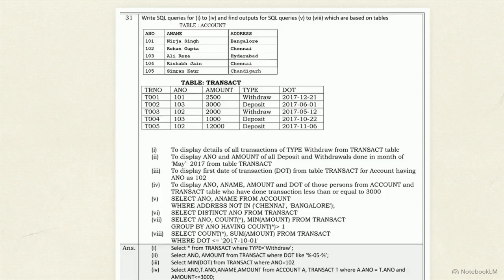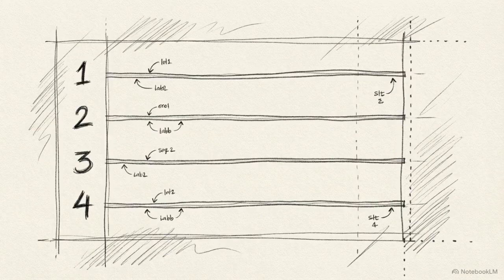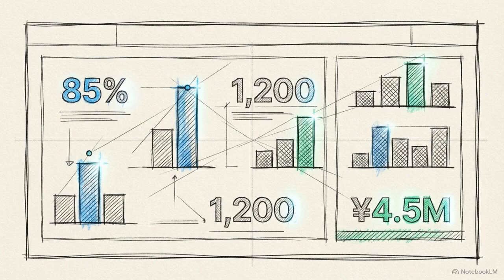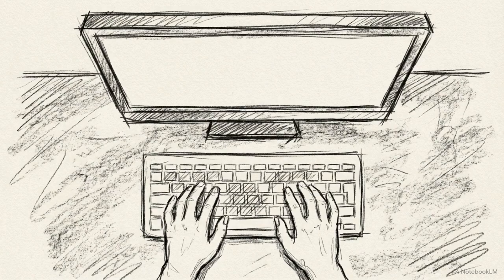These two tables are our starting point. The account table holds customer names and addresses, while the transact table tracks deposits, withdrawals, and dates. We are going to write 4 specific SQL queries to pull exactly what we need from these tables and build a polished financial summary report. If you want to code along, set up your MySQL environment with these 2 tables now.